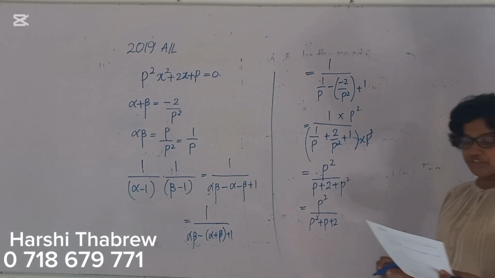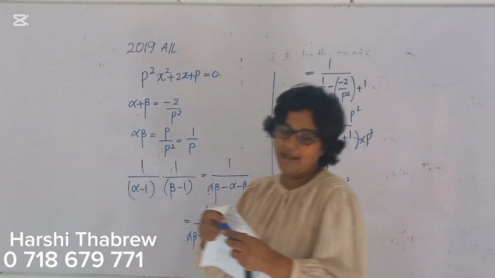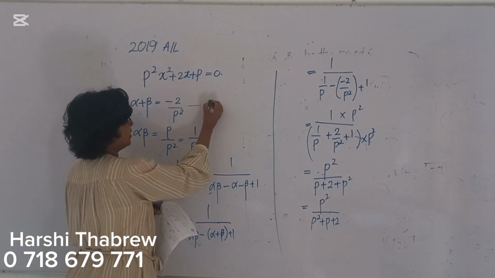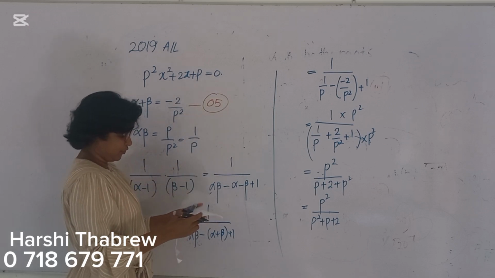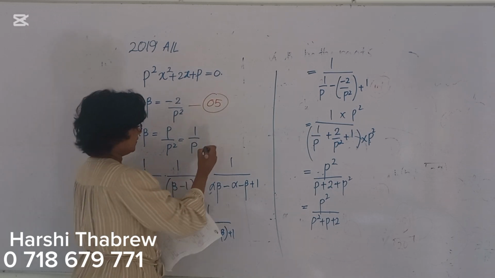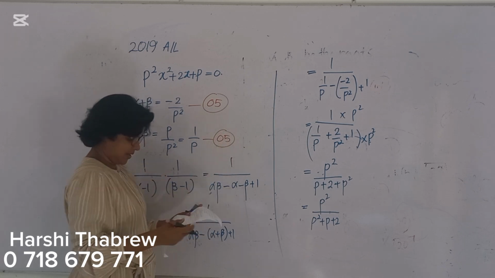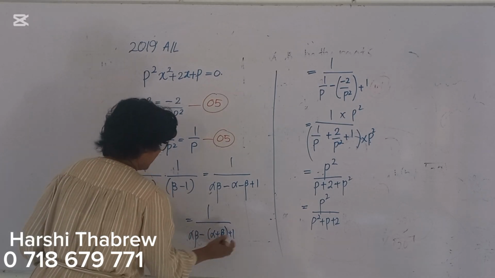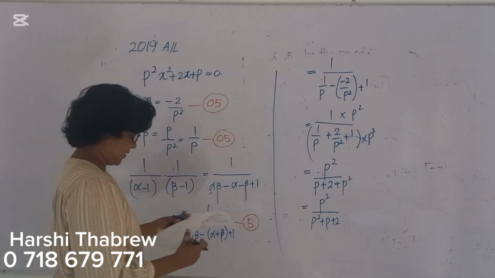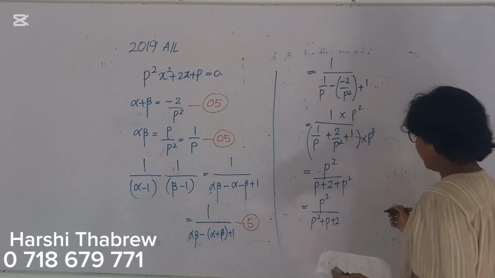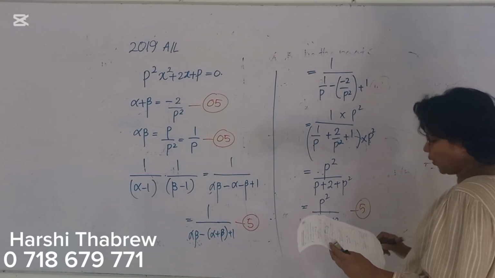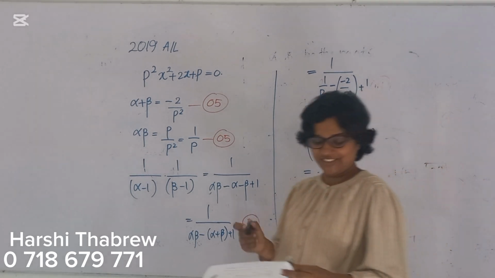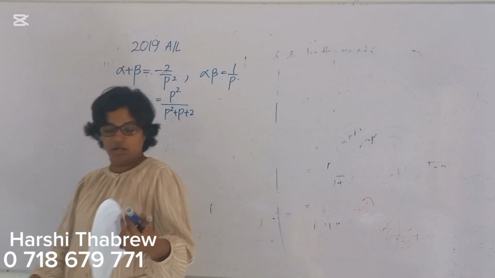Okay, let's see the allocation of marks for that. For this part, they have given 5 marks. For finding the alpha beta product, they have given 5 marks. For writing this in this way, they have given 5 marks. And for the final answer, they have given 5 marks. So altogether, 20 marks have been given for that. Okay, let's move on to the next.